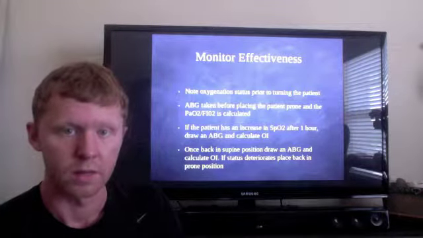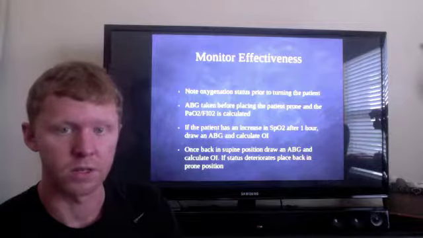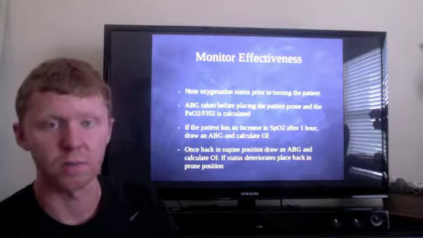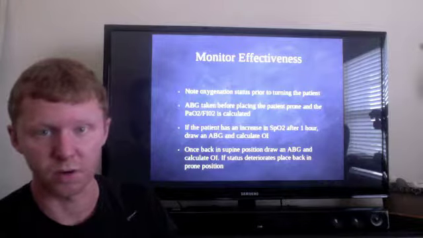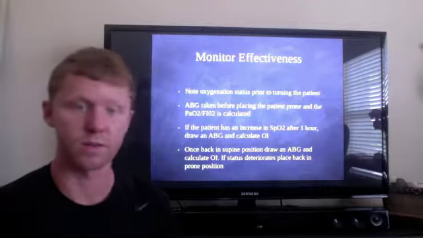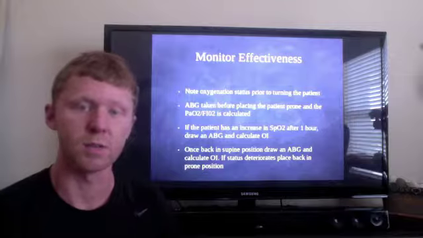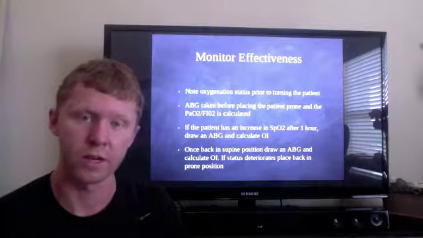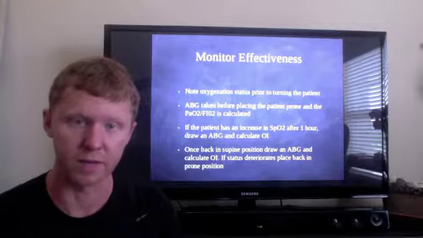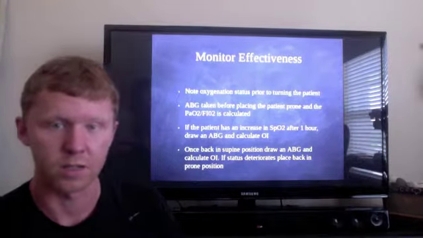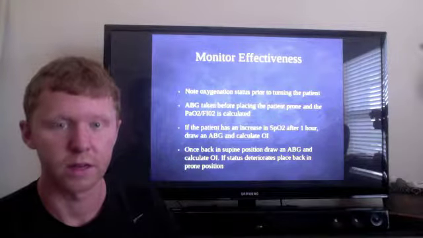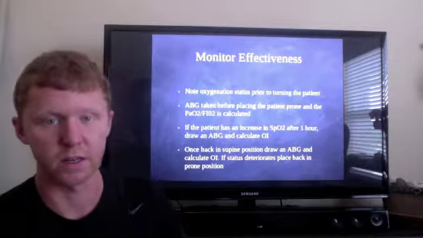And then monitor the effectiveness. You want to note the oxygenation status prior to turning the patient so you know their baseline. So if they start to get worse, then you know that the prone position isn't working for them. And then take an ABG before turning them over into prone position so you have a baseline for that as well. And then also you want to calculate their arterial oxygen tension divided by the fraction of inspired oxygen.